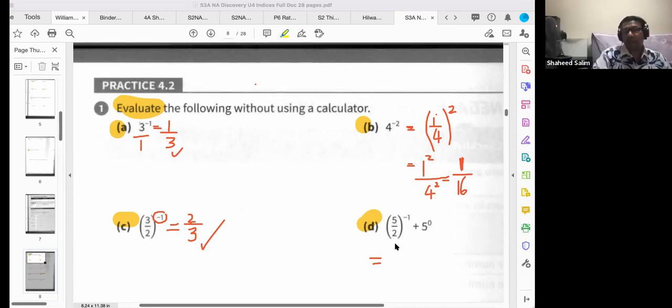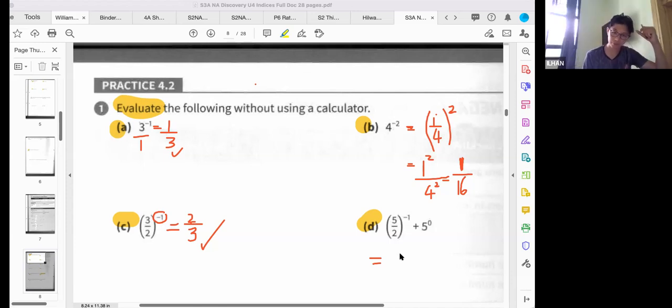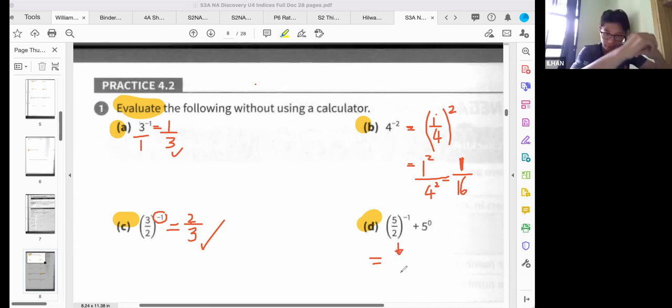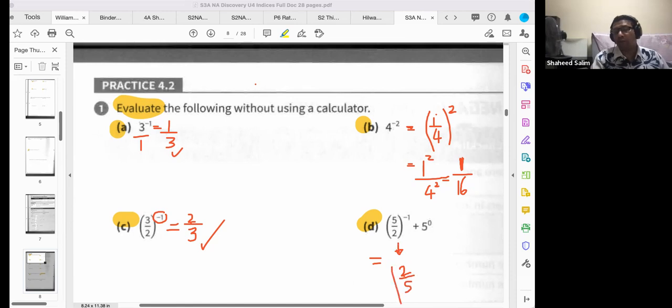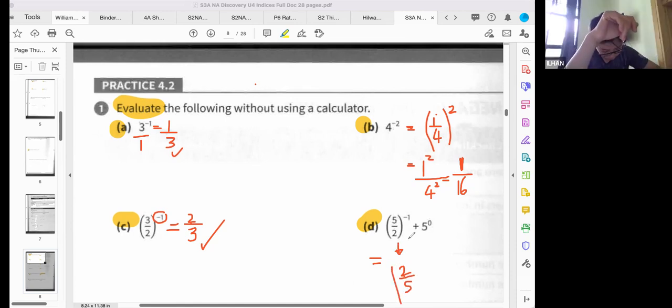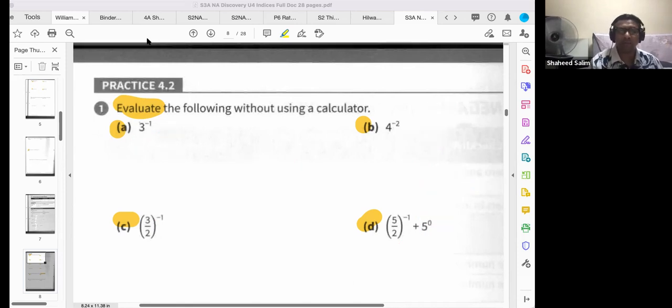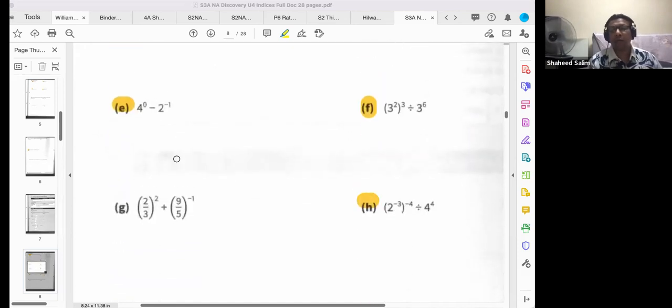So your answer is 7/5. But this one, what do you change this? 5/2 becomes what? 2/5. Then you plus 1, so 1.4. Okay, because this one is 1, right? Remember, anything to the power of 0 is 1, except for 0. You cannot say 0 to the power of 0 is 1. You do so become error. But all the other numbers, anything to the power of 0 is 1. Okay, you try now. Next 3.